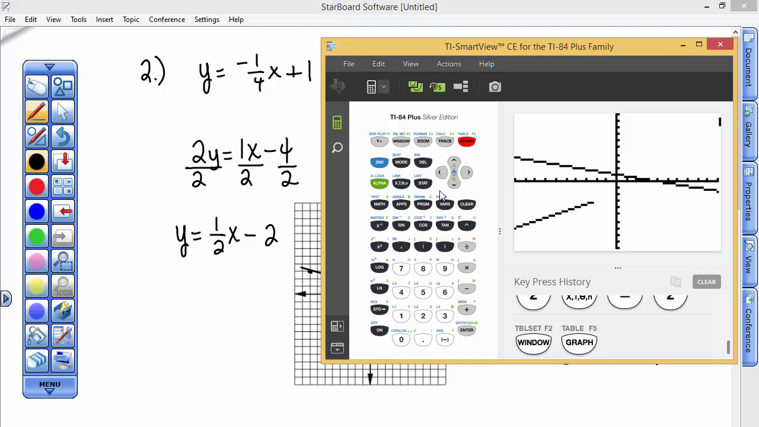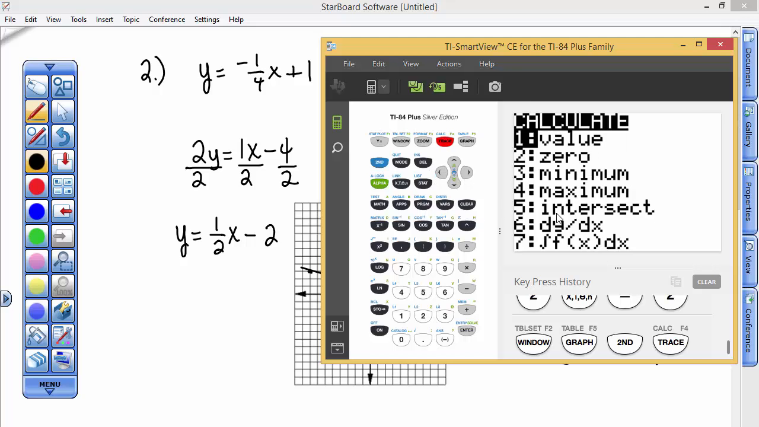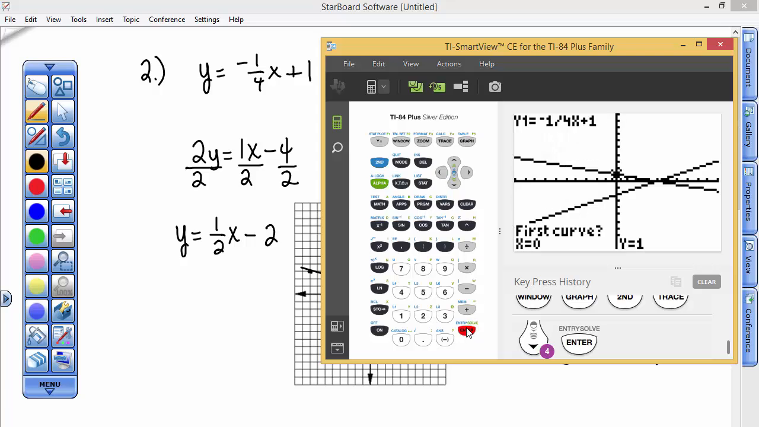Don't forget, you can replay this process. To find the intersection point of two lines when you've graphed, you can go to the calc feature on your calculator. So you go second, calc, and you tell it you want to find the intersection point. You can either arrow down to 5, or you can hit the number 5, and then it says, do you want to use equation y1, which is -1/4 x plus 1, as your first curve? And I'm going to hit enter. That will be my way of saying yes.